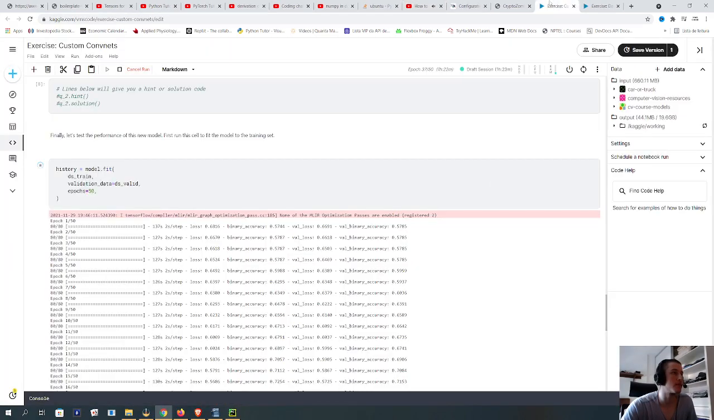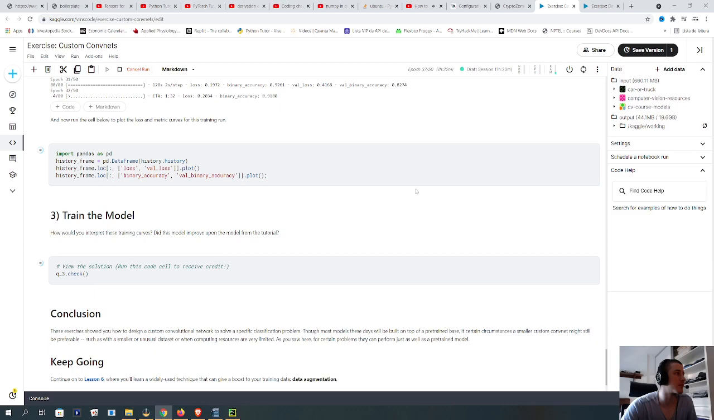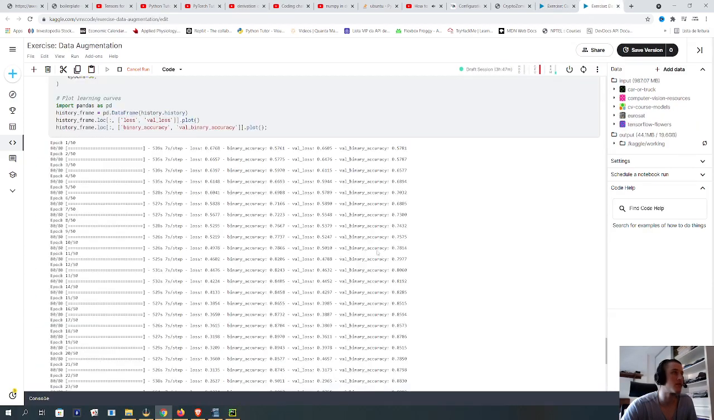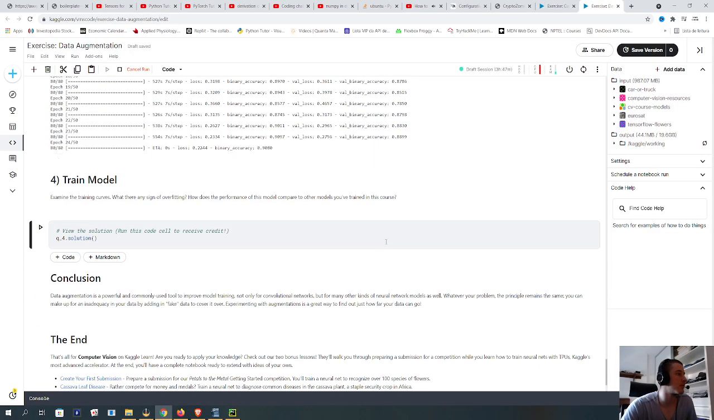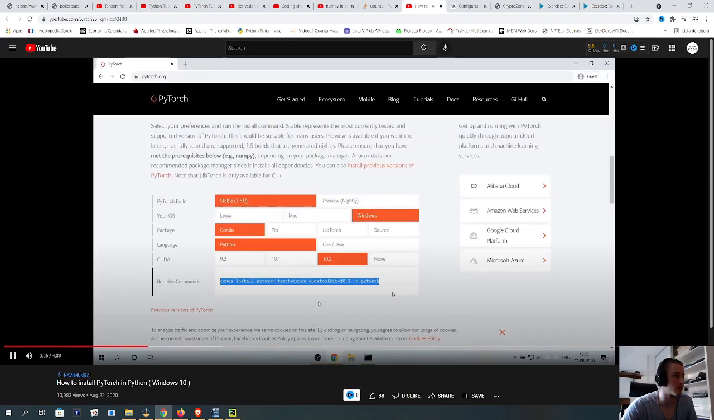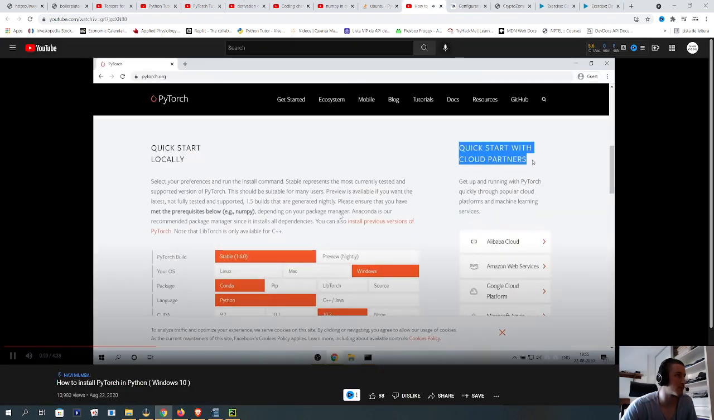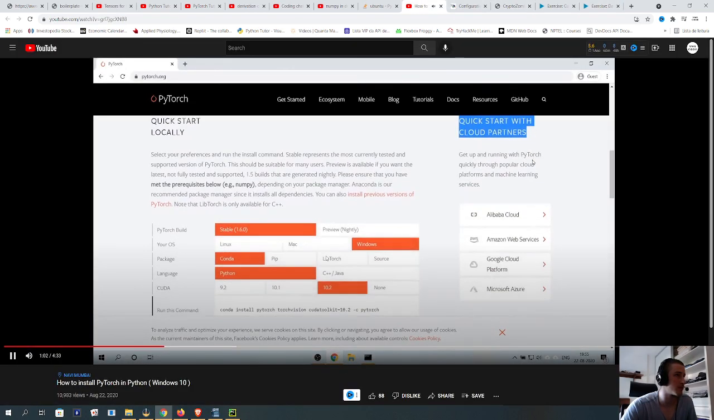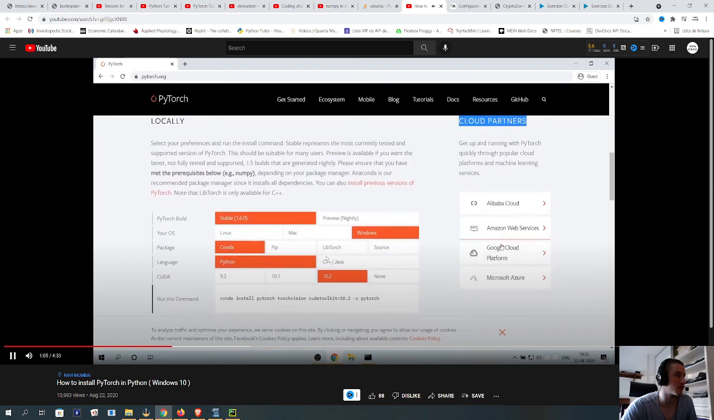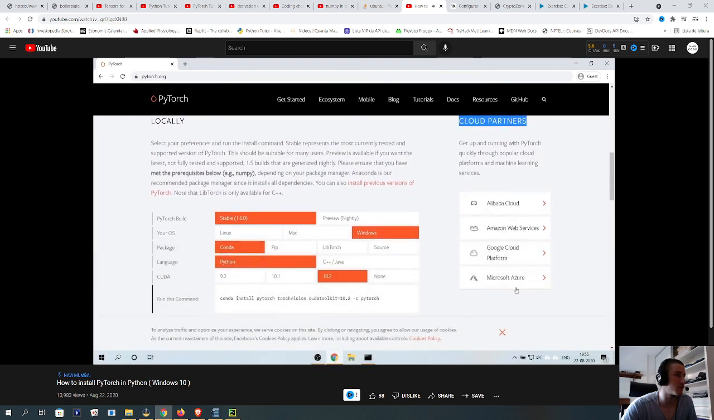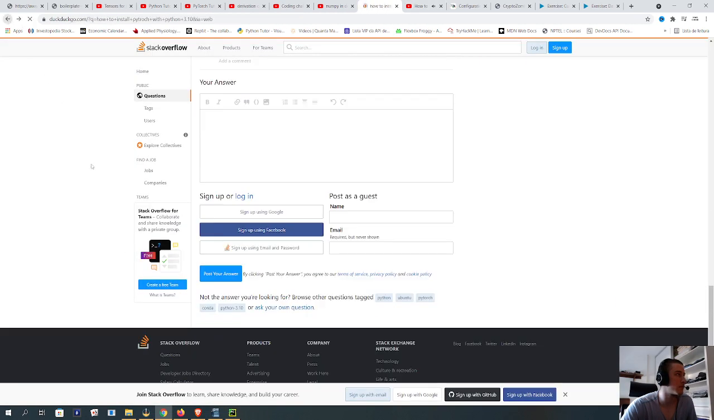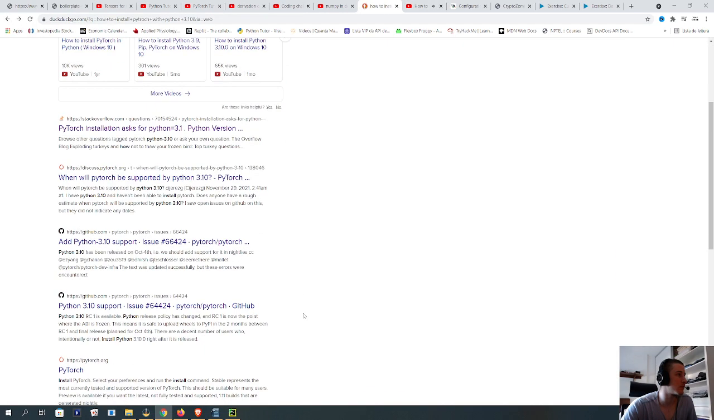Scroll further. This is a section menu where we can select preference according to our system requirement. And here, the website will populate the installation command according to our selection. On the right side, we can see PyTorch is also available for different cloud platforms like Alibaba, AWS, GCP, and Microsoft Azure. But today, as we are installing it on a local system, hence we will use the left side selection menu to populate the installation command for us.